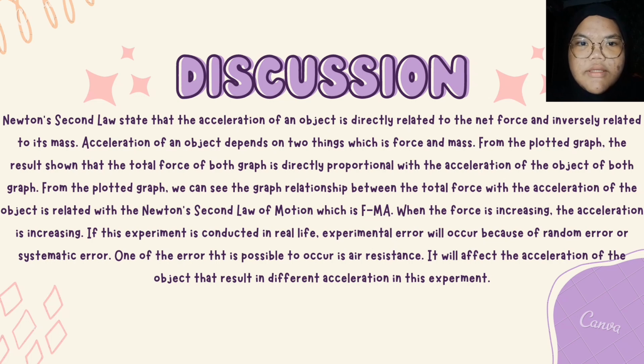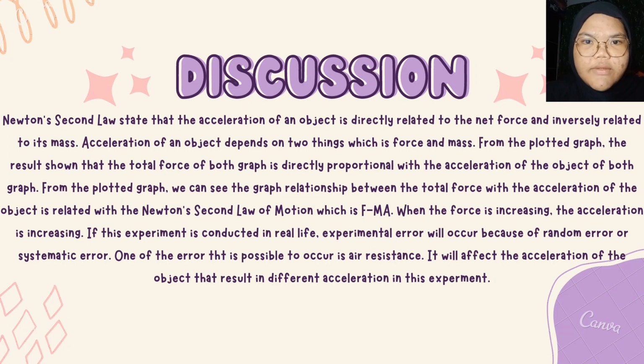Newton's second law states that the acceleration of an object is directly related to the net force and inversely related to its mass. Acceleration of an object depends on two things, which are force and mass. From the plotted graph, the results show that the total force of both graphs is directly proportional to the acceleration of the object. We can see the relationship between the total force and the acceleration of the object is related to Newton's second law of motion, which is F equals ma. When the force is increasing, the acceleration is increasing.